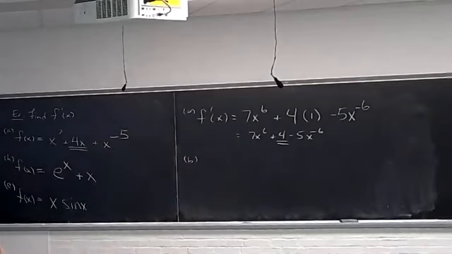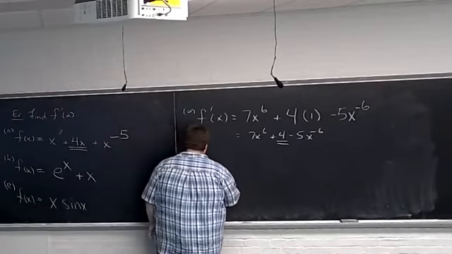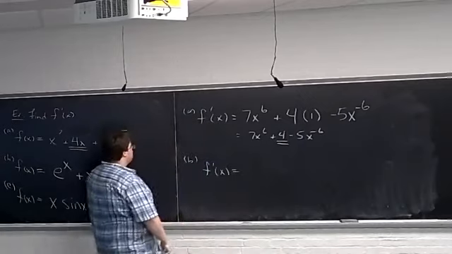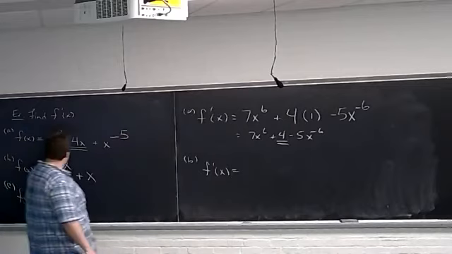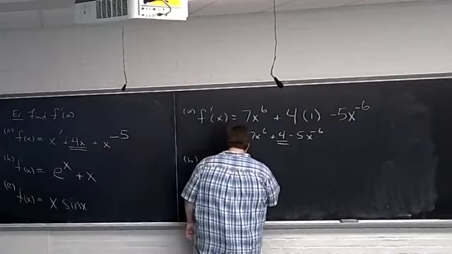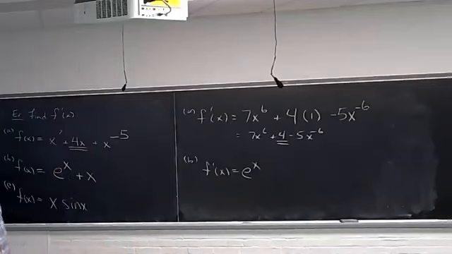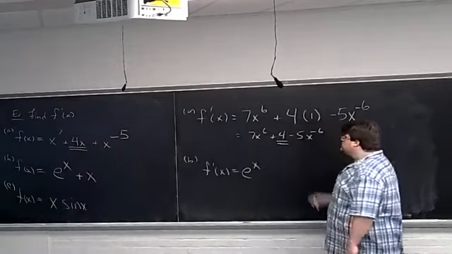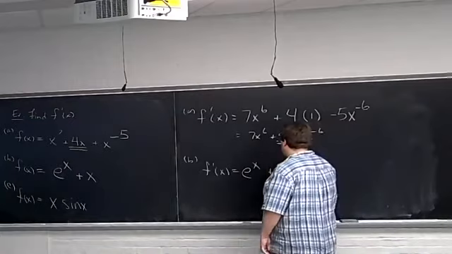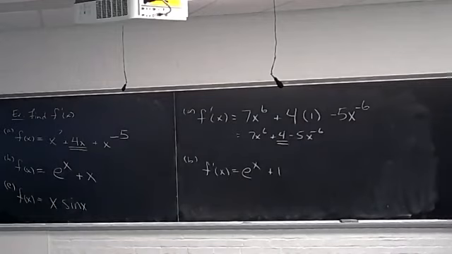Part B, f of x equals e to the x plus x. Well, again, we have 2 things added together. We can do the derivative one piece at a time. Derivative of e to the x, following rule 13 in our list. Derivative of e to the x is itself, e to the x. What about the derivative of x? Well, x is 1 times x. The derivative of a constant times x, using the power rule, is just that constant. So we have e to the x plus 1.